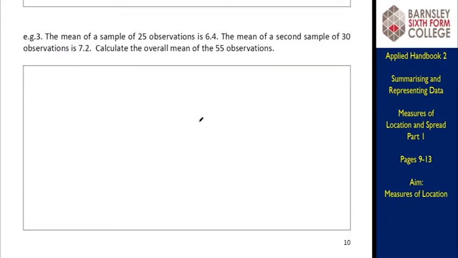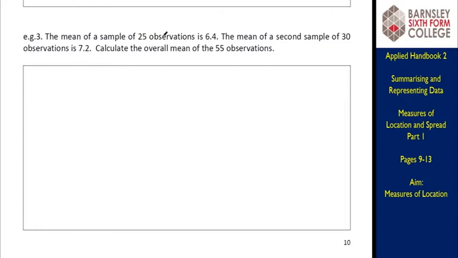So example 3, the mean of 25 observations is 6.4, and you've got a second sample where the mean is 7.2. Calculate the overall mean of 55 observations. Now, one common mistake I see here is people might just find the mean of the means, but the problem is one mean has more observations in than the other. So it's not fair to just find the average of the two means. What we need to do is take into consideration the sample size.